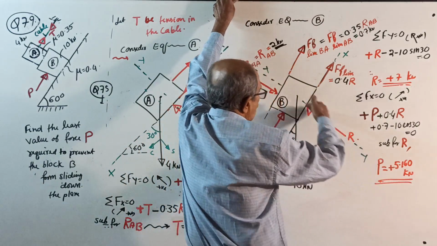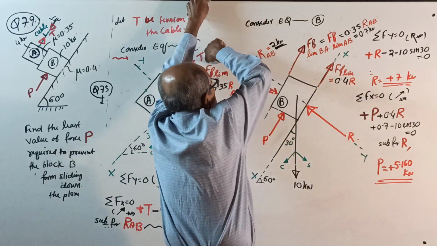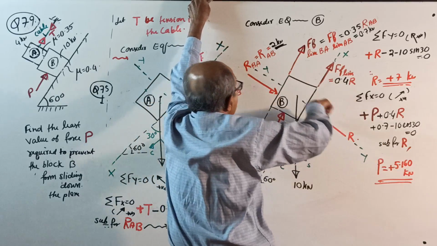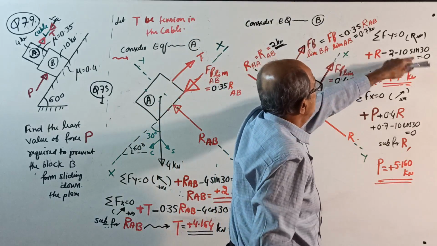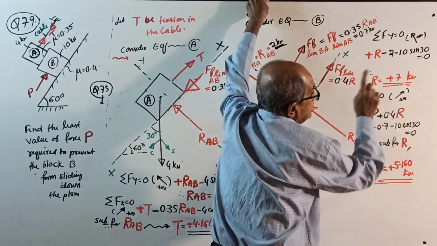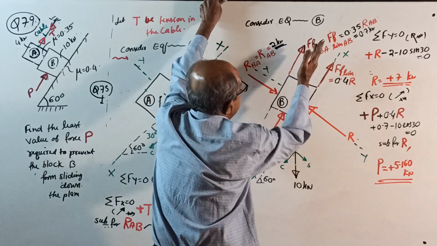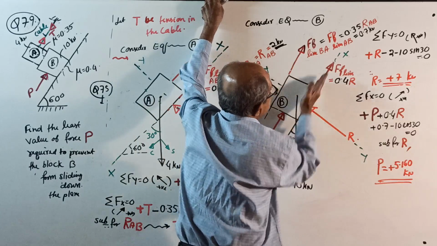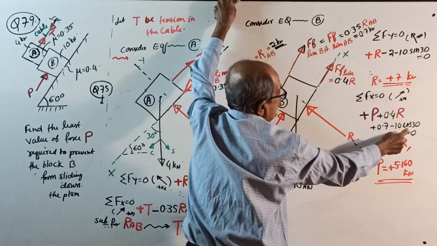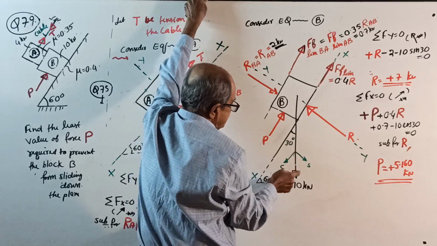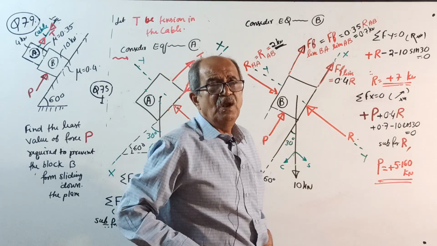Sigma Fy = 0: plus R minus 2, directly along Y, minus 2 minus 10 sin 30 equals 0. Your R will come 7 kilonewton. Sigma Fx = 0: plus P plus 0.4 R plus 0.7 kilonewton minus 10 cos 30 equals 0. You get the value of P as 5.160 kilonewton.